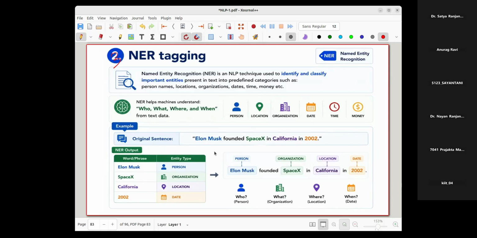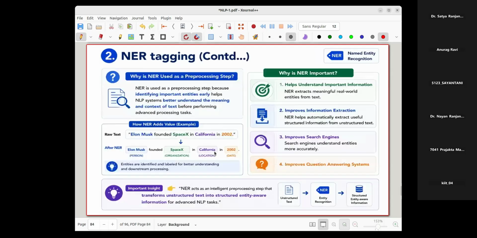So to assign a specific named entity tag to particular nouns, we call this named entity recognition tagging, or NER tagging. Then the question is why is it used and why is it important? Because it helps to understand important information. NER is used to extract meaningful real world entities in the text, and it improves information extraction. Most importantly, in information extraction tasks, this NER identification is very important, because when we extract information, it is all based on these named entities. That's why named entity recognition is very important, and it improves search engines also. And for question answering, NER is also important.